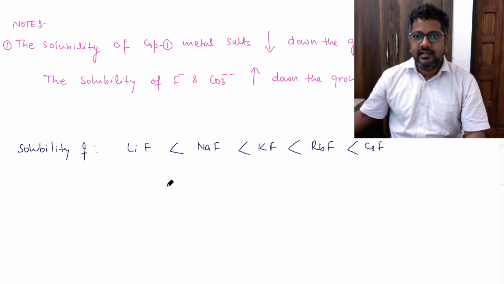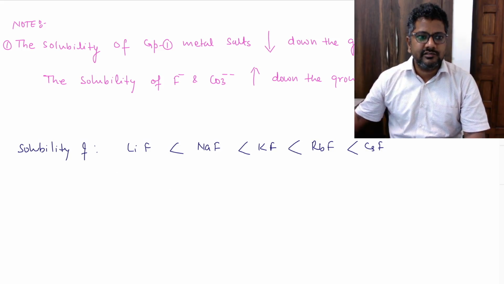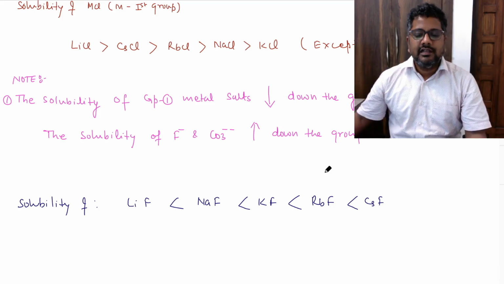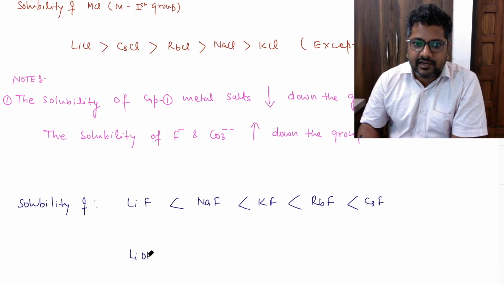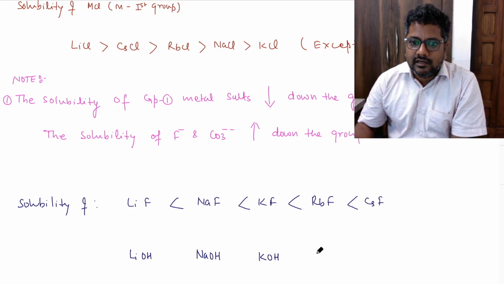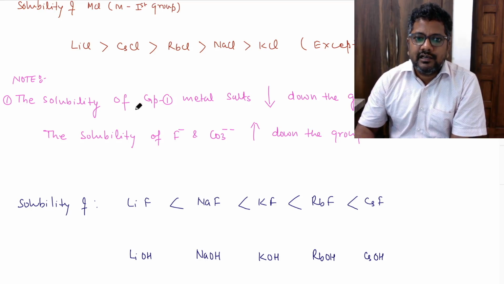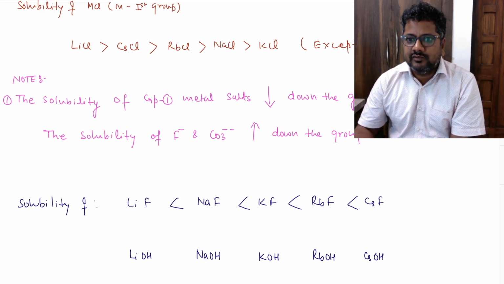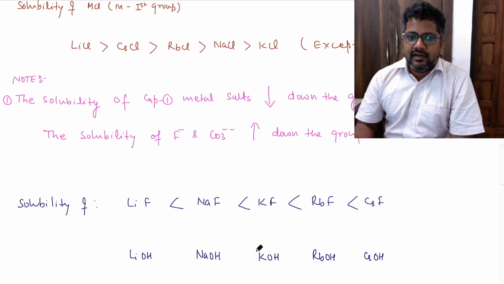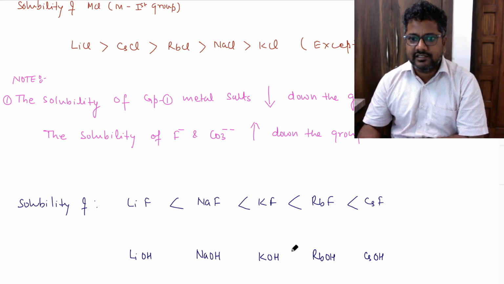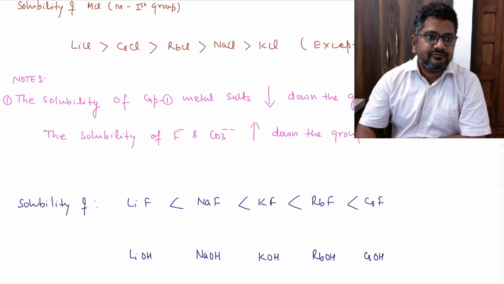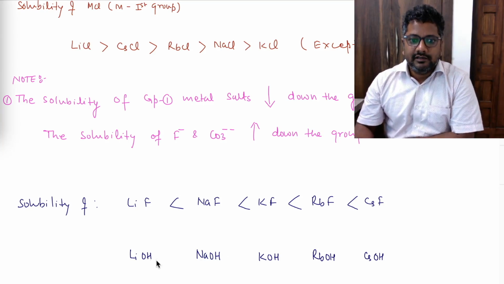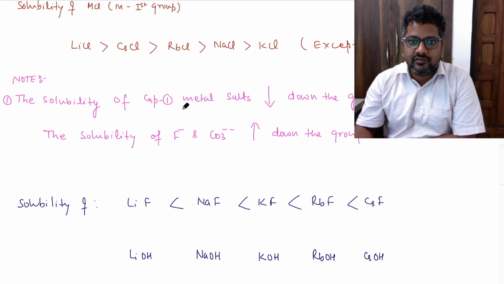So this is the solubility of first group salts. Now you can practice and make the others, like sulfates, like hydroxides. Suppose hydroxide: what is the solubility of LiOH, NaOH, KOH, RbOH and CsOH? The solubility of group 1 metal salts decreases down the group, except fluoride and carbonate. So now tell me which has the highest solubility among the hydroxides.